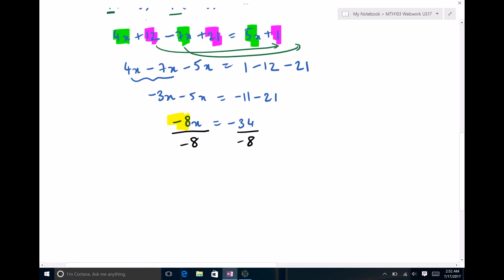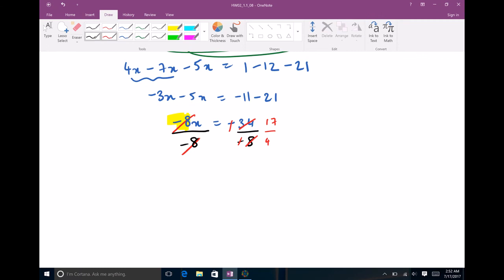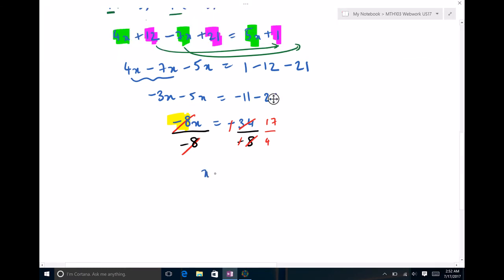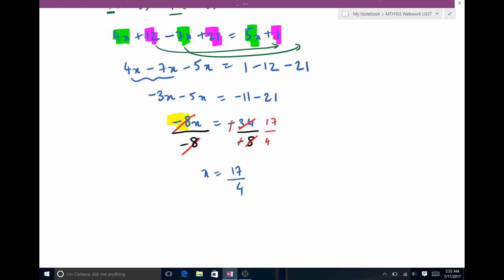On the left hand side, the negative 8's cancel. On the right hand side, I can reduce this equation first of all by getting rid of both the negative signs. And 34 and 8 both have a common factor of 2. So 34 divided by 2 is 17, and 8 divided by 2 is 4. And this gives me x equals 17 over 4, and that's the solution to the equation.